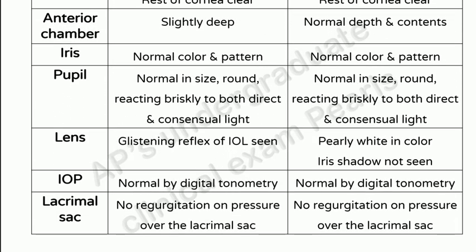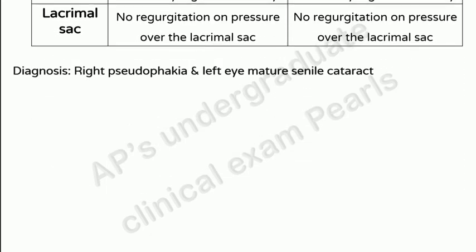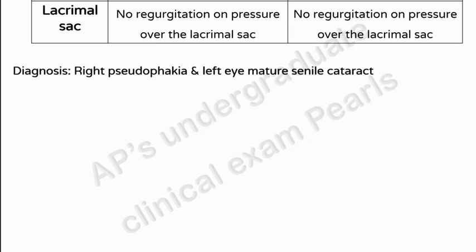normal in color and pattern, pupil normal in size, round, reacting briskly to both direct and consensual light, lens is pearly white in color, iris shadow not seen, intraocular pressure normal by digital tonometry, and no regurgitation on pressure over the lacrimal sac. Diagnosis: right pseudophakia and left eye mature senile cataract.